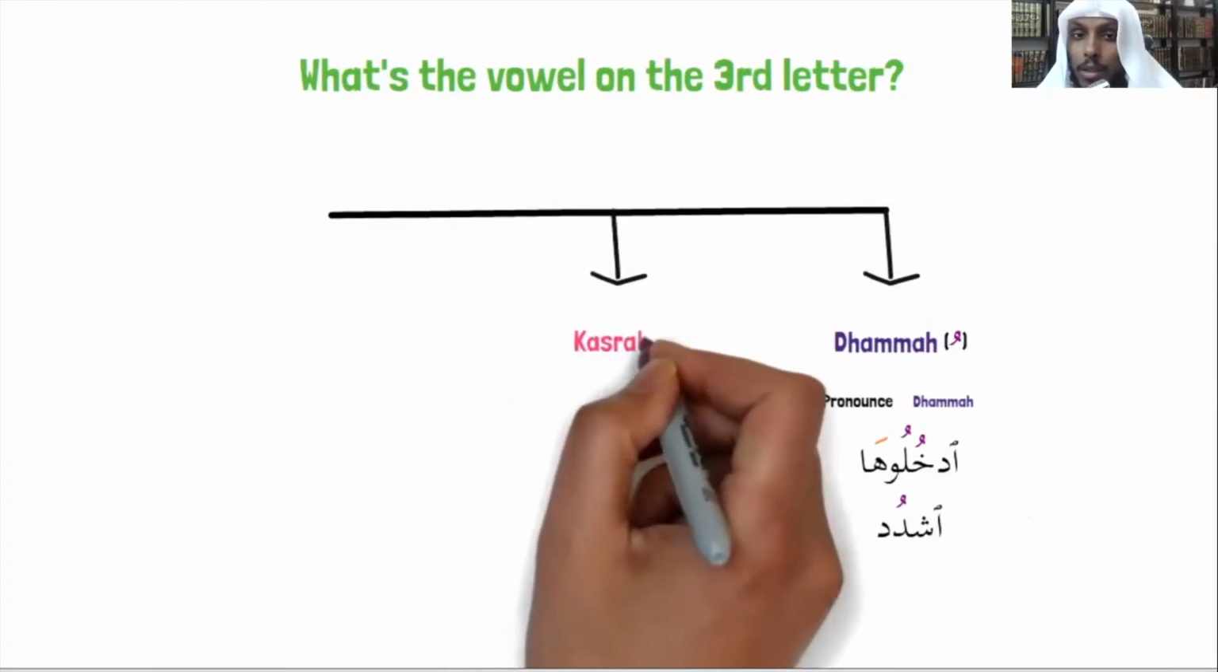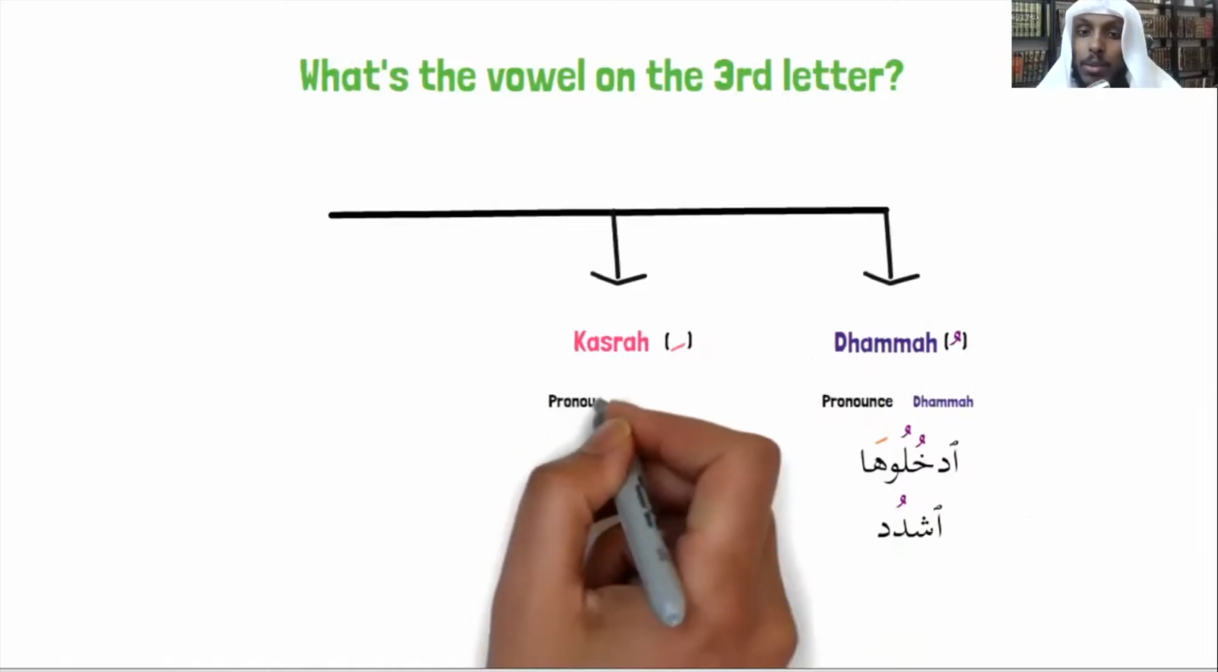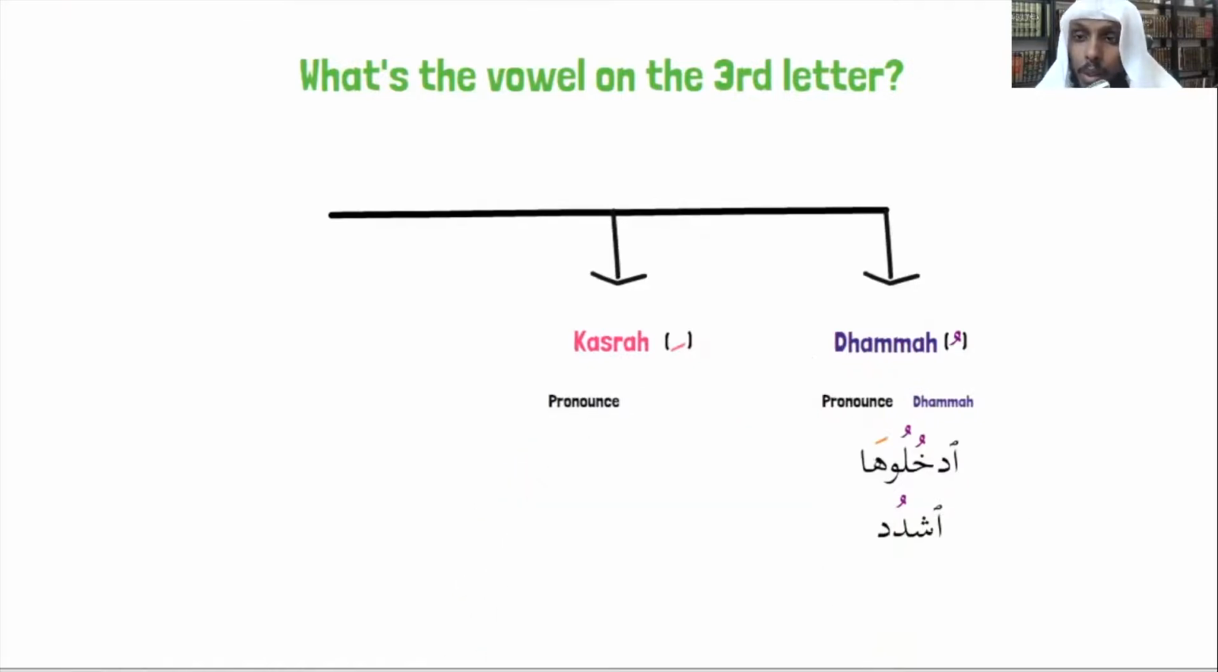What if the vowel on the third letter is a kasra? Yes, we do the same thing. We pronounce a kasra. So we have ihdina. All of you are familiar with this. Ihdina as-sirat al-mustaqim. Why don't we say ahdina? Why don't we say uhdina? Because the third letter has a kasra, so we give the Hamzatul Wasl also a kasra.